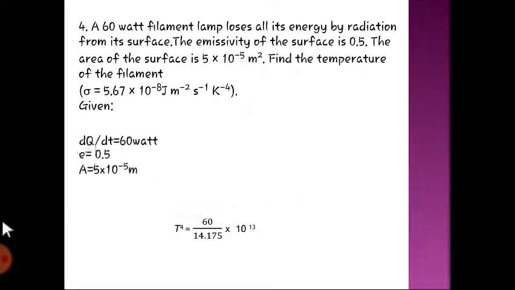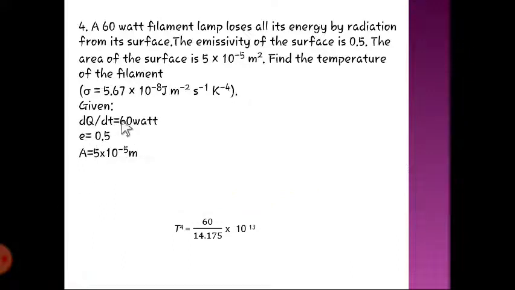So let's see what is given. dQ by dt, 60 watt energy, is given, E is 0.5, and area 5 into 10 raised to minus 5 meter square is given. All are in the same unit system, so no need to convert anything. So just write down the formula, which is dQ by dt is equal to E sigma A T raised to 4.